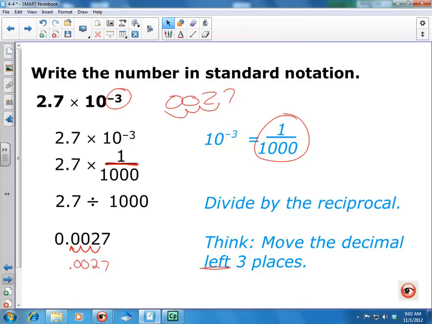Questions on that? Yes, sir? Yep. Move your decimal, whatever the power is, whatever your exponent is, that's how many times you have to move your decimal. And that's it. Yes, sir?